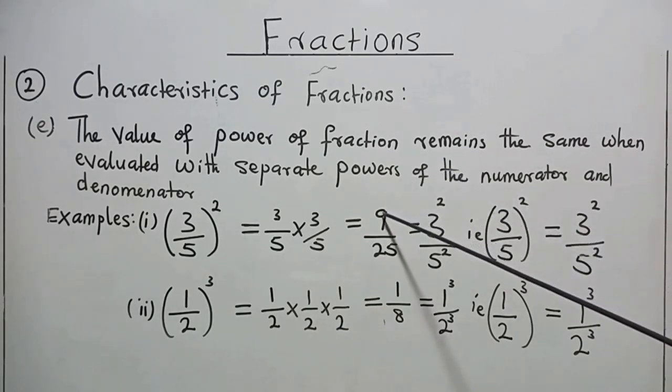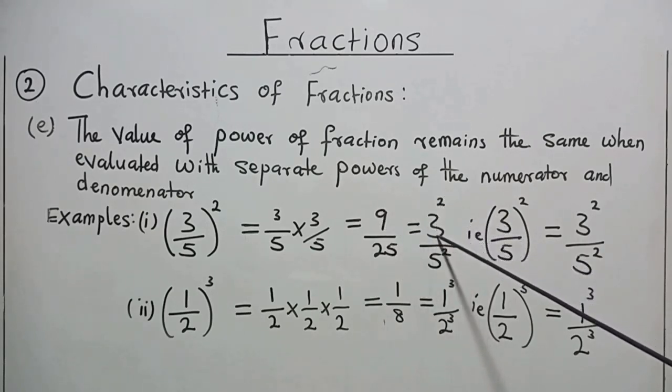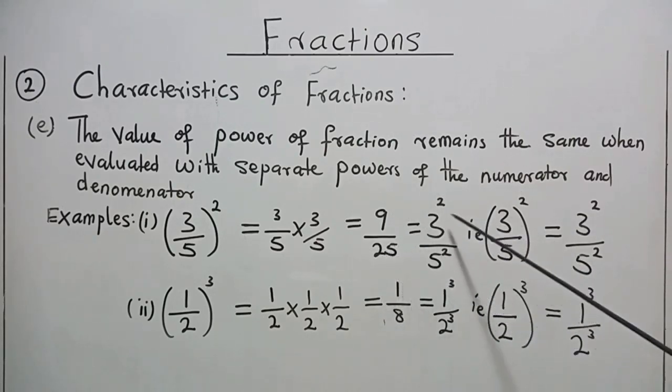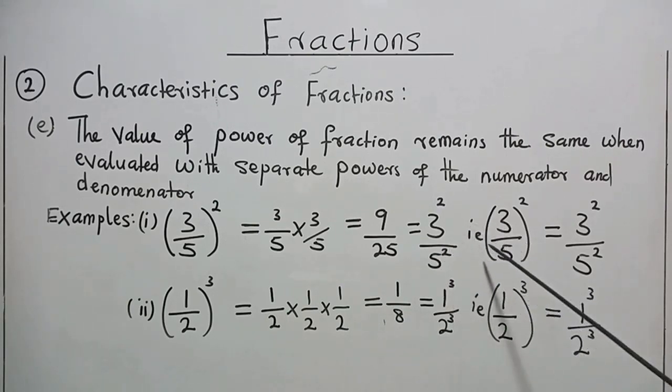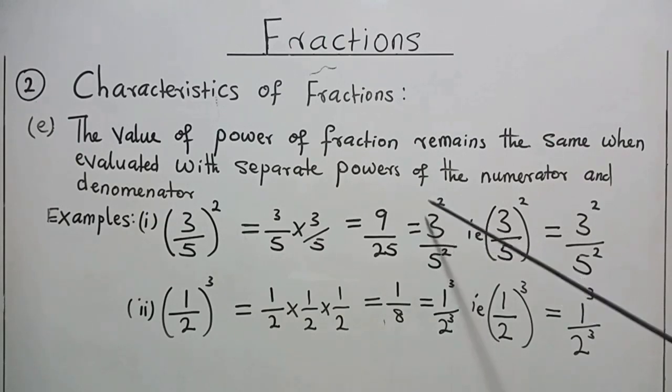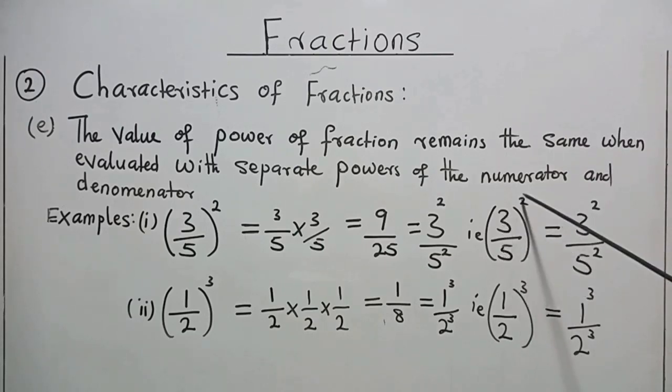If we express 9 in index form using 3 as a base, 9 is the same thing as 3 to the power 2. 3 to the power 2 means 3 times 3. Also, if we express 25 in index form using 5, what we have is 5 raised to the power 2. That is, 5 to the power 2 means 5 times 5. It therefore means that a different way of writing 9 over 25 is 3 to the power 2 over 5 to the power 2. The implication, therefore, is that this expression has become this expression. Then the summary is that 3 over 5 all to the power 2 is equal to 3 separately to the power 2 over 5 separately to the power 2.